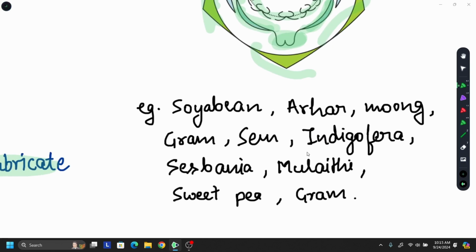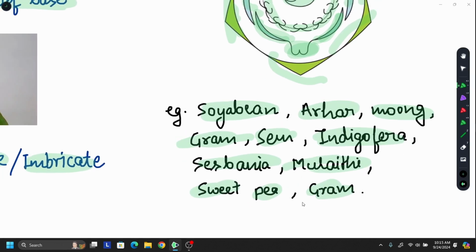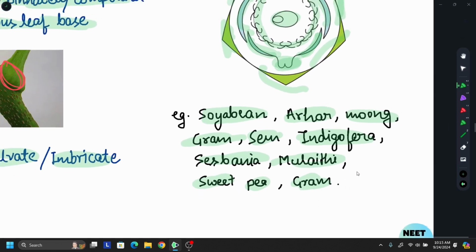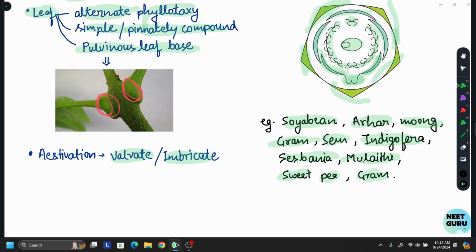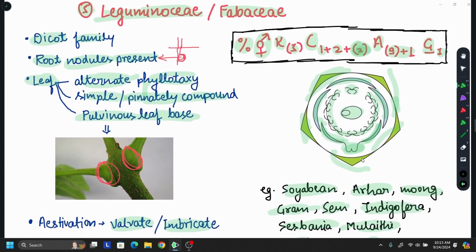Now coming to the examples, we have soyabean, arhar, moong, gram, sem, Indigofera, Sesbania, mulethi, sweet pea, and obviously gram I have written twice. Now one thing I also want to say, gram is not from the Gramineae family. Sometimes you hear Gramineae and think gram is from the Gramineae family. Gramineae is the family of grasses. However, gram is a kind of pulse. All the pulses, arhar, moong, soybean, sem, all kinds of pulses come from the Fabaceae family.